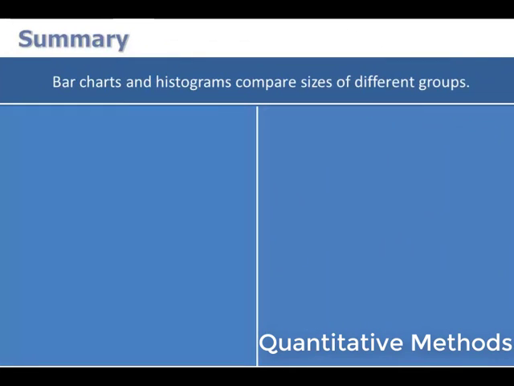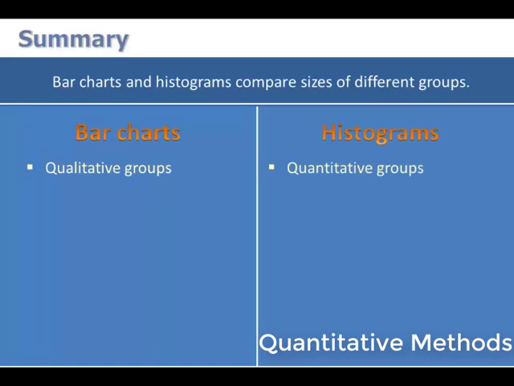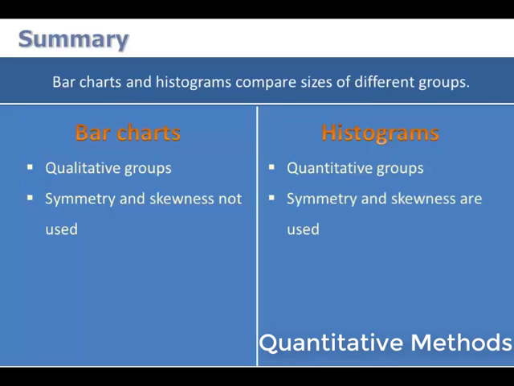Let's review. Bar charts and histograms both use columns to compare the sizes of different groups. Bar charts use a qualitative variable to define groups. Histograms use a quantitative variable. Because groups are qualitative in bar charts, it is not meaningful to talk about the symmetry or skewness of a bar chart. In contrast, because groups are quantitative in histograms, it is useful to talk about the symmetry and skewness of a histogram.